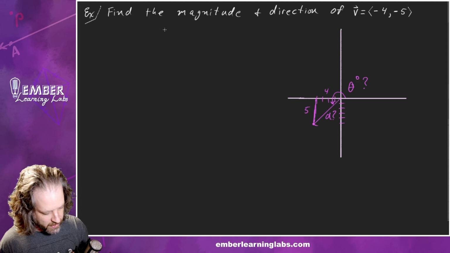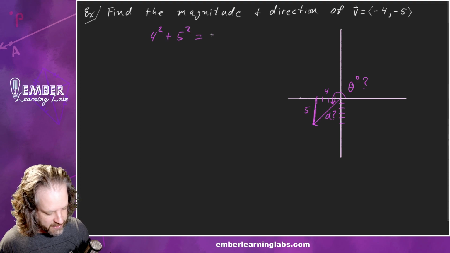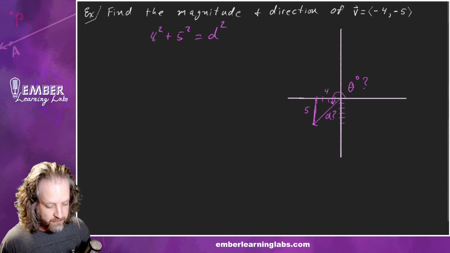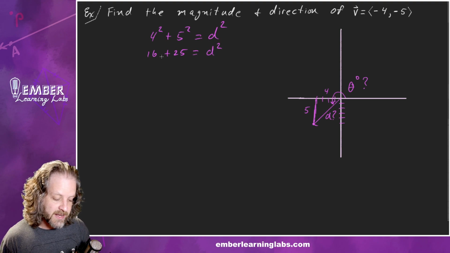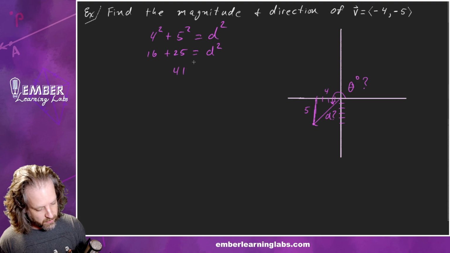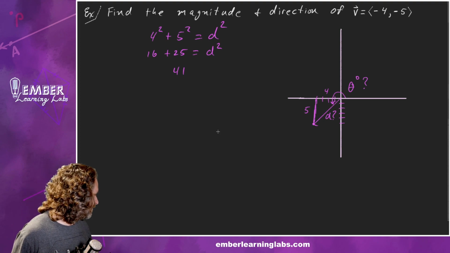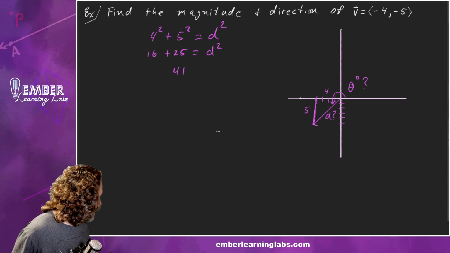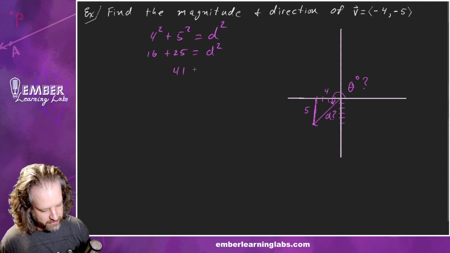So 4 squared plus 5 squared equals the distance squared. 4 squared is 16, plus 5 squared is 25. d squared is just d squared. 16 plus 25 is 41. Let me check my notes, make sure we're on the right path. Yep, we're doing good things.